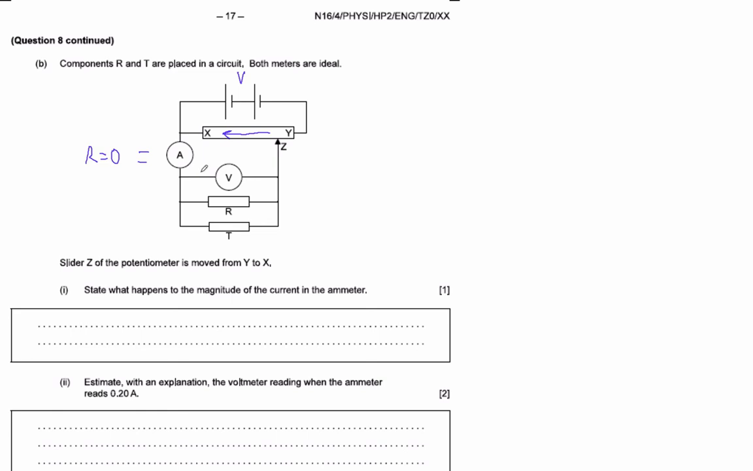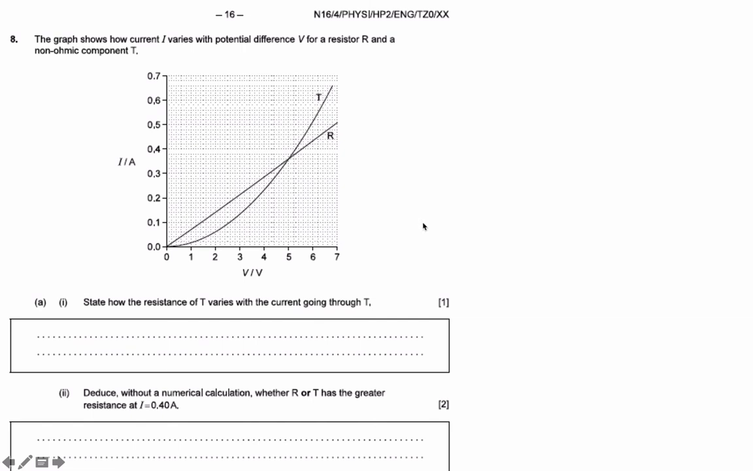Estimate with an explanation the voltmeter reading when the ammeter reads 0.2 amps. Well, how are we going to do that? We want something that adds up to 0.2 amps. So what is this voltmeter going to read when that's 0.2 amps? We have to go back to the graph. We want the current to be 0.2 amps. Now that ammeter is going to read both of these currents added up.